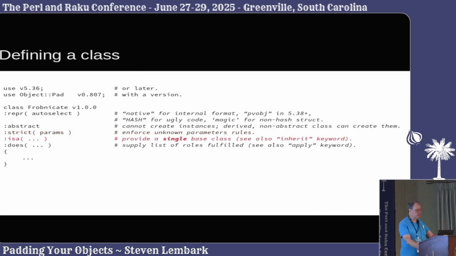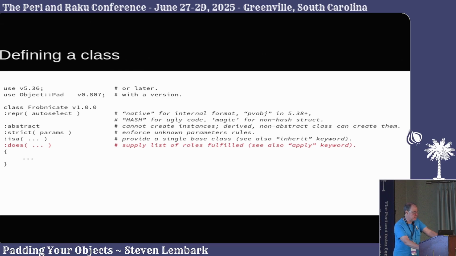ISA takes a single argument at most, and that allows you to inherit things. So if this is a that, you've inherited from that. But it only takes one. There is no multiple inheritance. Does is the way you apply a role into a class. There's also an apply keyword. I'll show you a few examples. Of course, this is Perl. There's more than one way to do it.